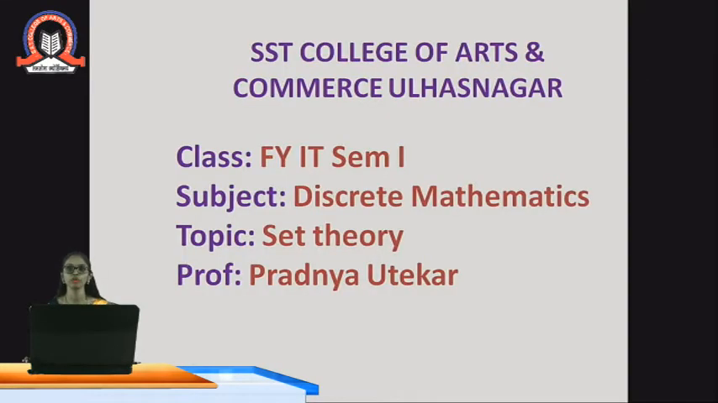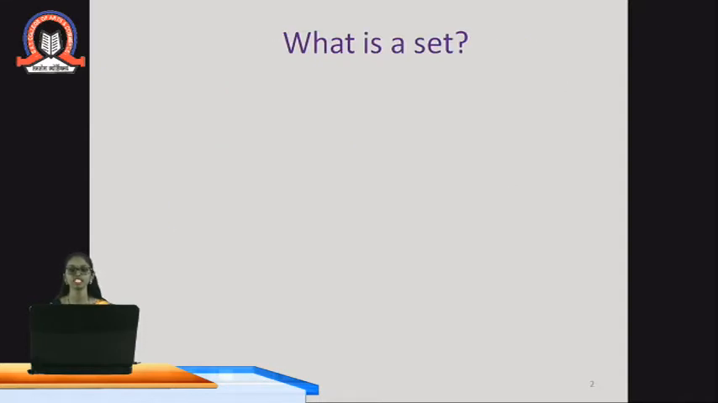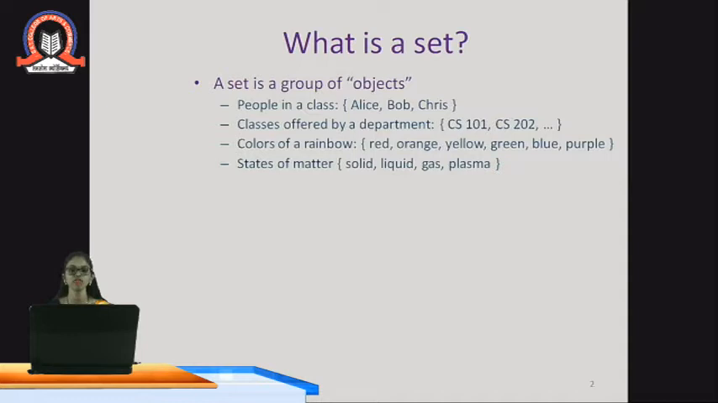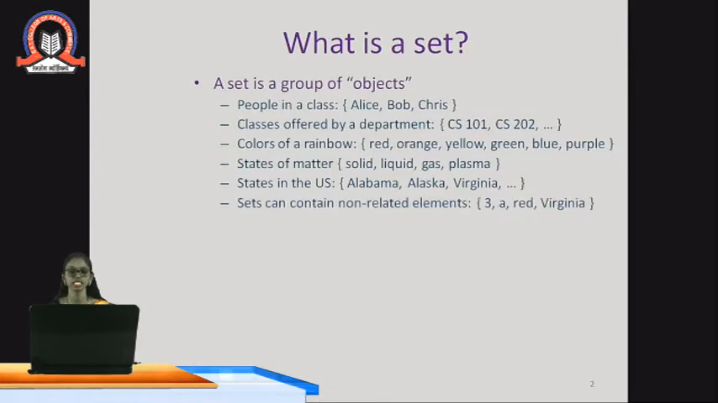In this video, I am going to teach you set theory, which is a topic of discrete mathematics for the FYIT Semester 1 subject. First, we see what a set is. A set is a group of objects. For example, people in a class offered by a department, colors of a window, states of matter, meaning solid, liquid, gas or plasma, and states in the US. Sets can contain non-related elements: 3 is a number, A is a variable, red and Virginia are words, which also belong to our set of objects.